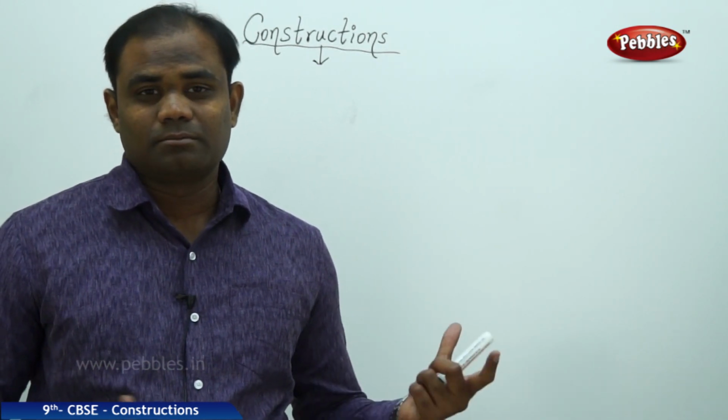Now that we have seen the construction of an angular bisector and the perpendicular bisector for a given line AB, let's see how we can construct a perfect angle of 60 degrees using the construction properties. This session is about constructing perfectly an angle of 60 degrees.